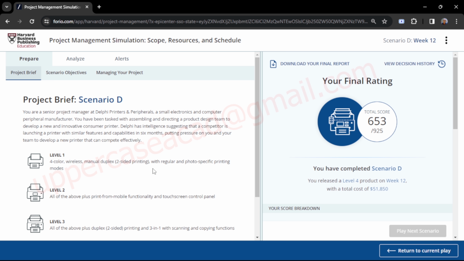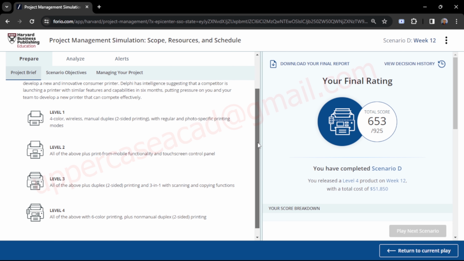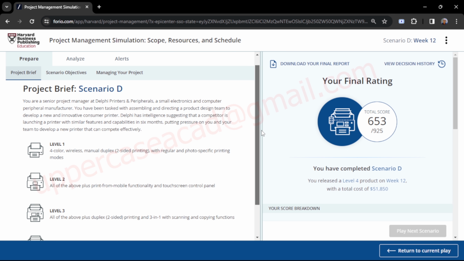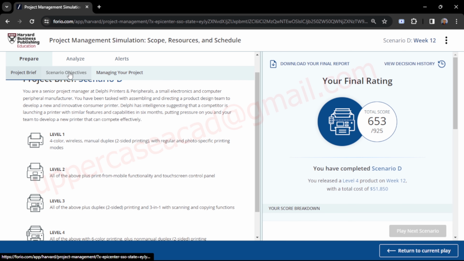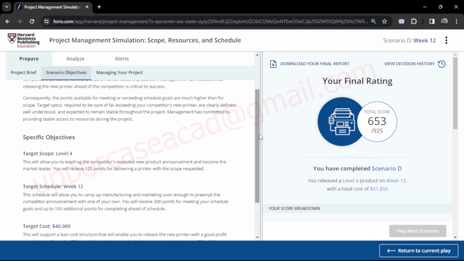I'm just going to show you an overview of my Harvard project management simulation, and the scope, resources and schedule for my scenario D. Here you'll see the number of points that I managed to get: 653 out of 925 points. If you look at my screen, this was level 4, because we had done levels 1, 2, 3. My objectives for the scenario, the scope being level 4.